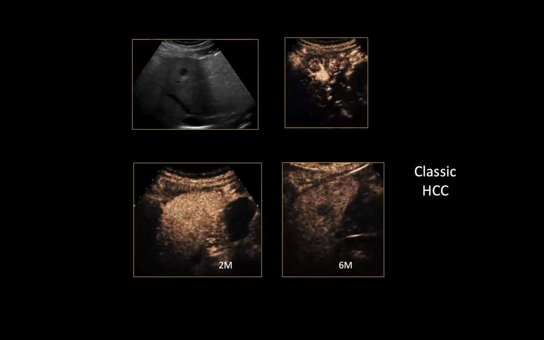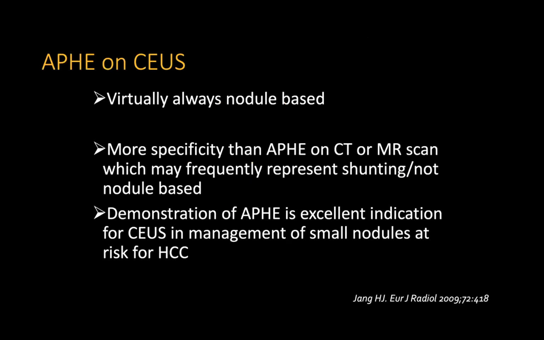So there's the nodule at the top, the APHE, the weak washout, which is started by 2 minutes on the bottom left and is still there, but much more dramatic on a 6-minute follow-up scan. So this is a classic HCC. And this is another tremendously valuable use for CEUS in that these indeterminate situations arise on MR with regularity.